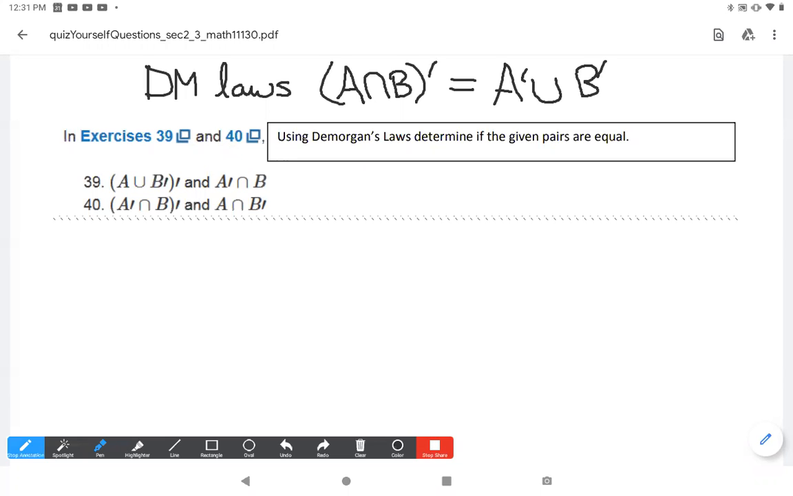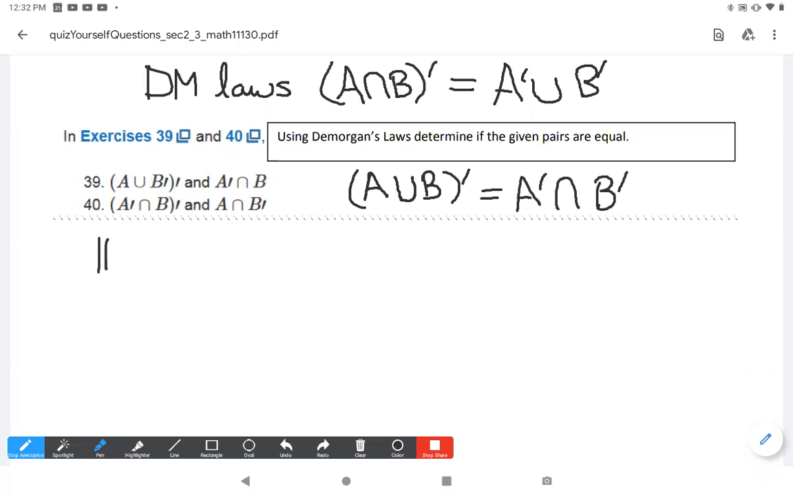We can apply that to number 40. The second De Morgan's law says that if we union two sets and then take the complement, that's the same thing as taking the complement of each set and then intersecting. So we distribute the negation and flip the sign.